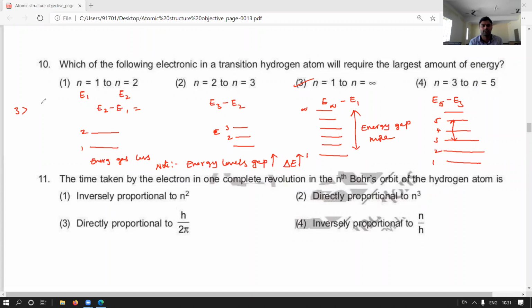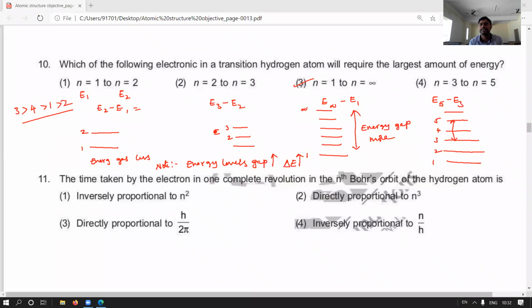Next, fourth one. Next, 1 and 2, there is no energy gap, but we know that 1 and 2 options, E2 minus E1 and E3 minus E2, both are successive alternative energy levels. In alternative energy levels, as the distance increases, the energy decreases. That's why the first one is more when compared to the second one. This is the energy order.